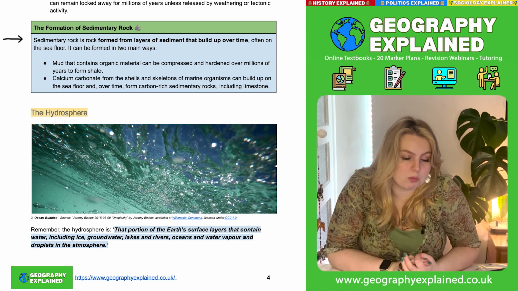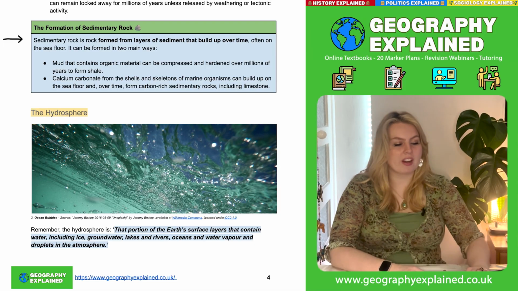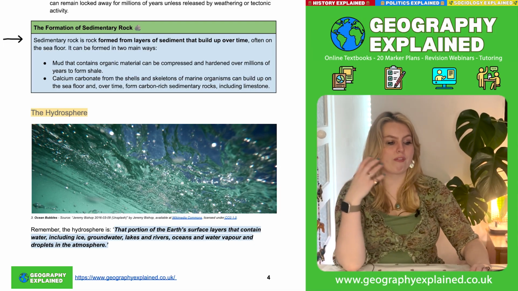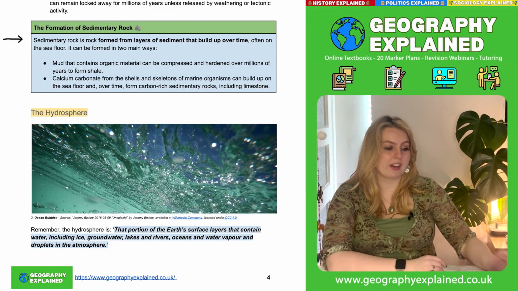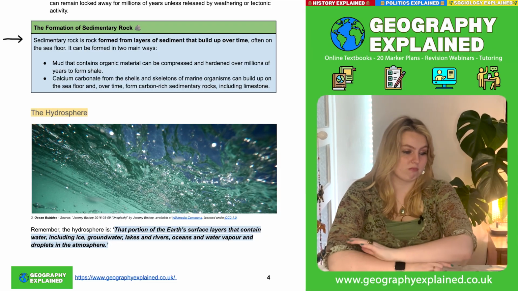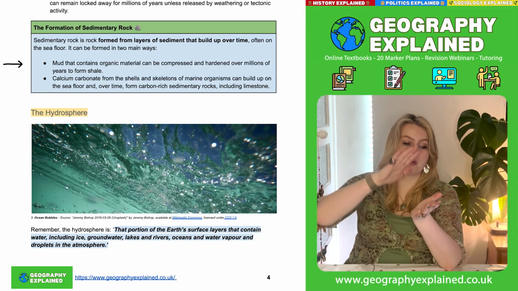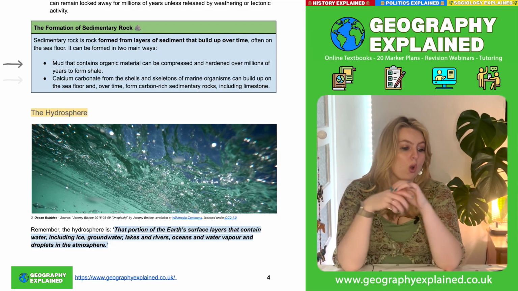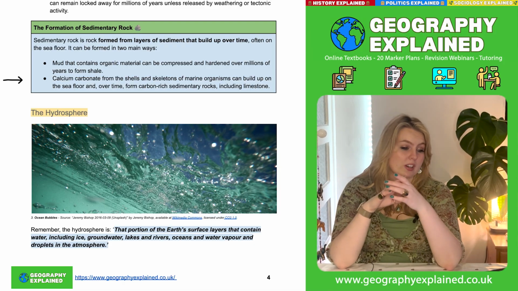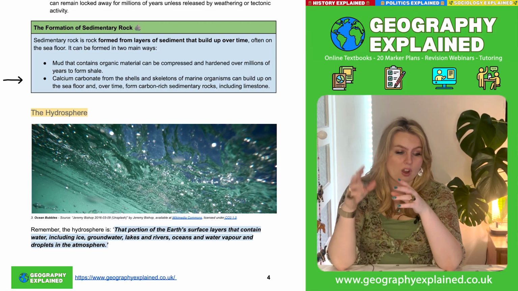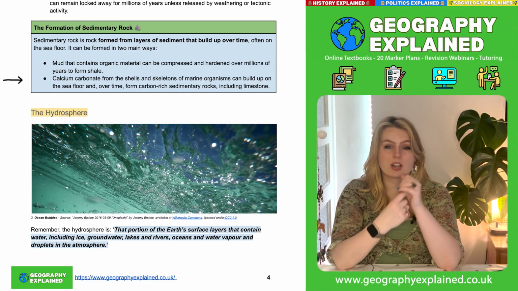Again, we'll go into it in much more detail when we talk about the slow carbon cycle in particular, but for now what you need to know is it is rock formed from layers of sediment that basically build up over time, often on the seafloor, and it can be formed in two main ways essentially. Mud containing organic material can basically be compressed and hardened over millions of years, or this calcium carbonate from the shells and skeletons of marine organisms can build up on the seafloor and over time start to form some of those carbon-rich rocks, including limestone.